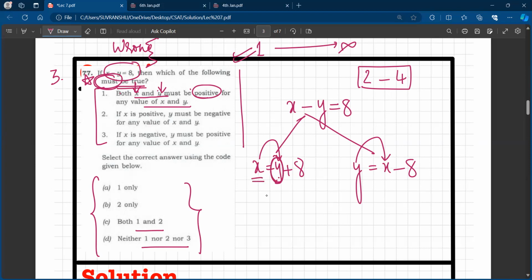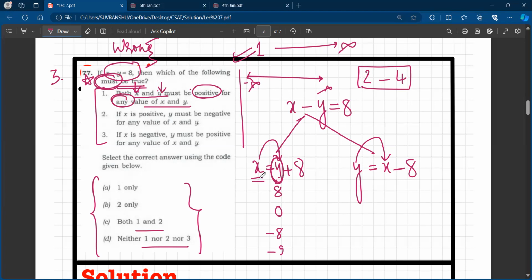What values do I have for y? What are the values available with me? I have got infinite values, minus infinity to infinity. We have got these values. Okay, sir, I put 8. I'll get 16, positive. I put 0, I'll get 8, positive. I put minus 8, I will get 0. I put minus 9, I will get minus 1. Where is x positive? x is negative. Since here it is given that any value of x and y, any value.